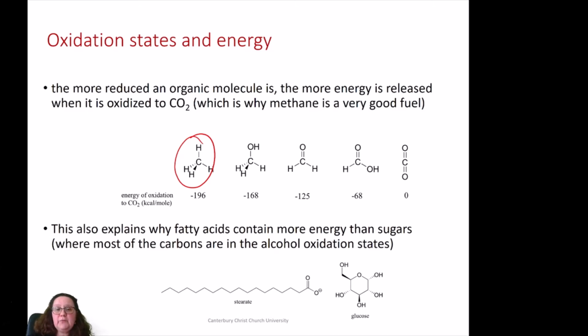And that explains, for example, why fatty acids have more energy than sugars. Because in fatty acids, most of the carbons are in bonds with other carbons and hydrogens, so they are highly reduced, while in sugars, all the carbons will be attached to one hydroxyl group, so they are in a more oxidized state. So the carbons that are in a more reduced state will liberate more energy when converting into CO2.